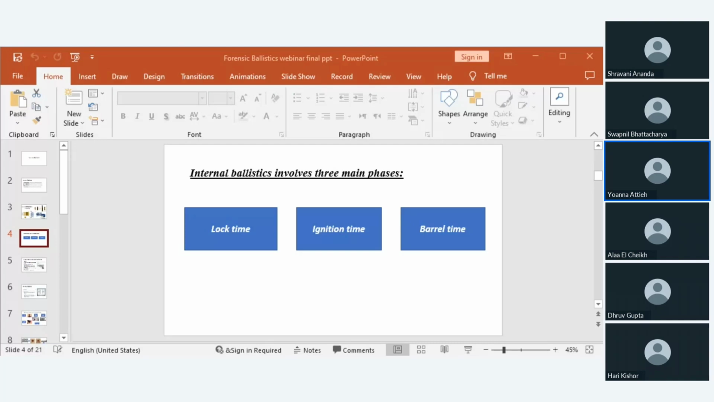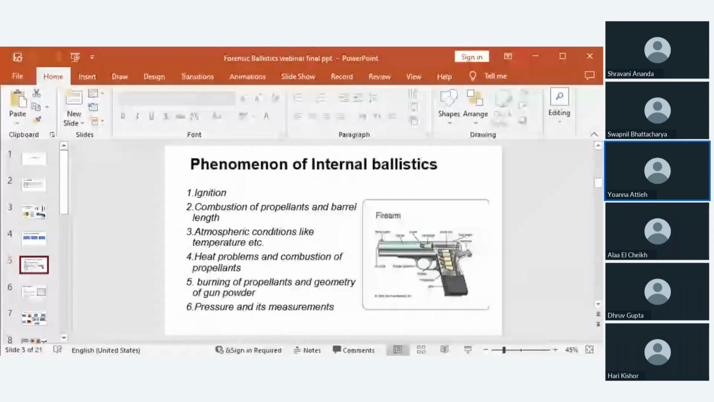Now, we're going to talk about the phenomenon of internal ballistics. So what will happen inside the gun? We will have a closer look at the ignition and combustion processes that drive the projectile forward in a firearm, which are fundamental to internal ballistics. These processes, guys, are the foundation of how a bullet is propelled out of the barrel, and understanding them is very crucial for both forensic analysis and firearm design.